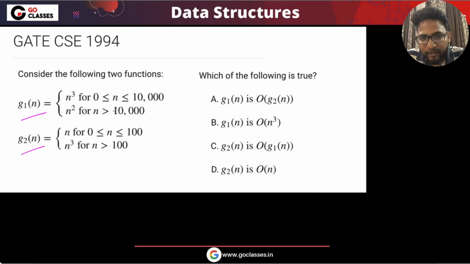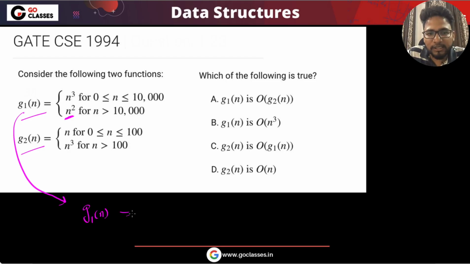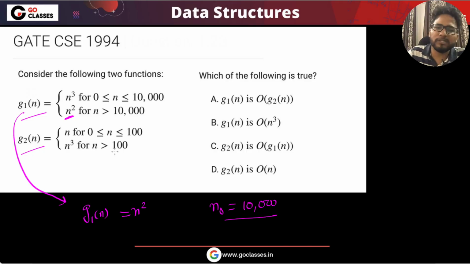See, after a certain point, the function is just n square. So for the asymptotic analysis, you can say that g1n is just n square. Just forget about whatever is happening before a certain point, which is n naught. So n naught is basically 10,000, right? Before 10,000 whatever is happening, let's not worry about it. It is just to confuse you.